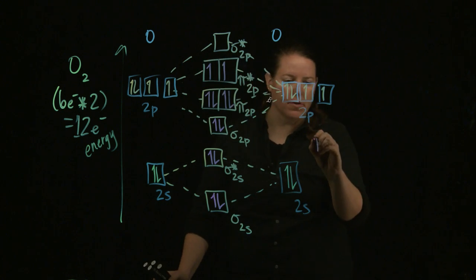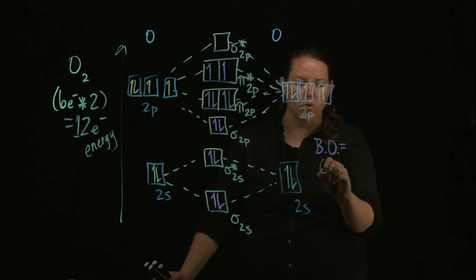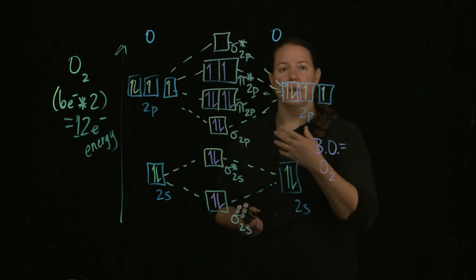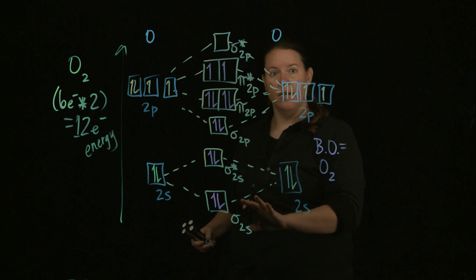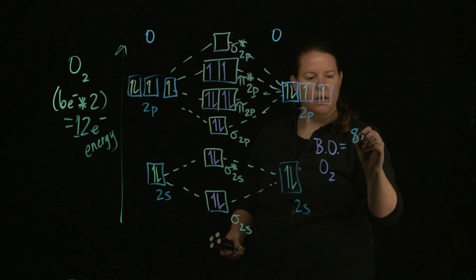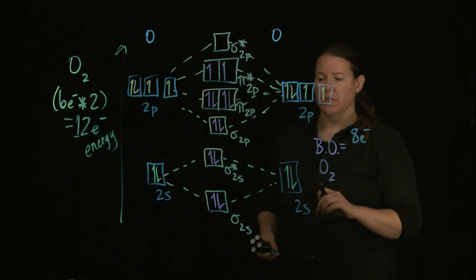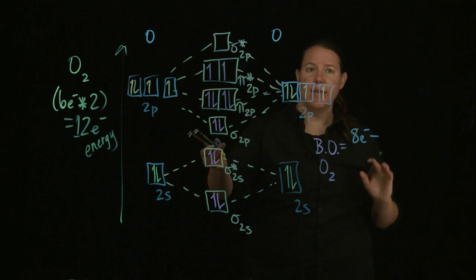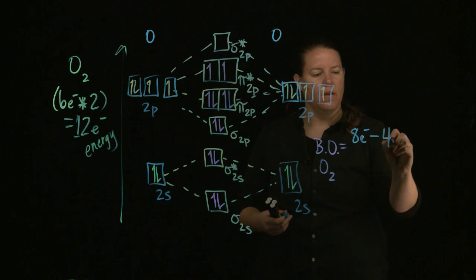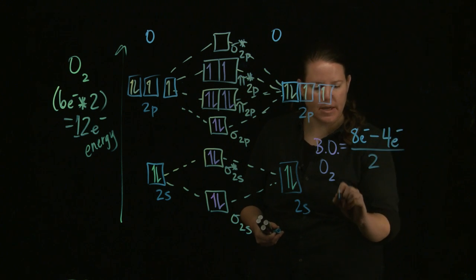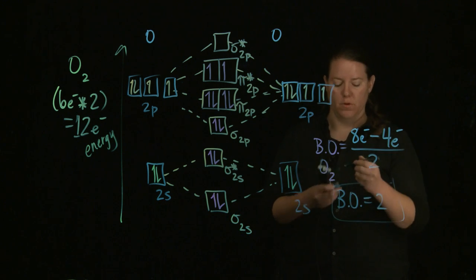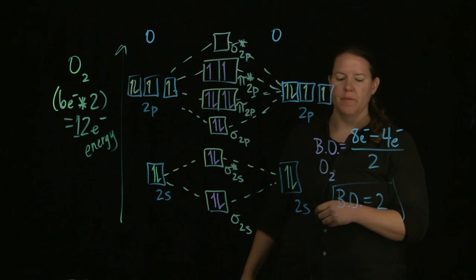Okay, the bond order here for O2 is going to be the number of electrons in the non-starred orbitals, right? So in the bonding orbitals, the lower energy ones, I have 2, 4, 6, 8 valence electrons. And then I subtract out the number of electrons in the antibonding orbitals, the starred ones, right? So I get 2, 4. And I divide that by 2, which means that this has a bond order of 2, which might correspond a bit to the fact that it forms a double bond between these two O's, right?